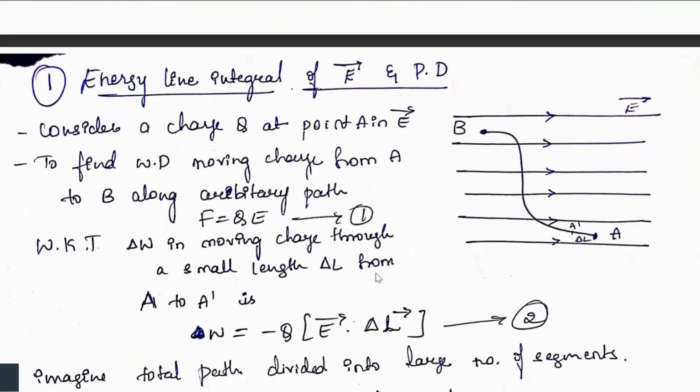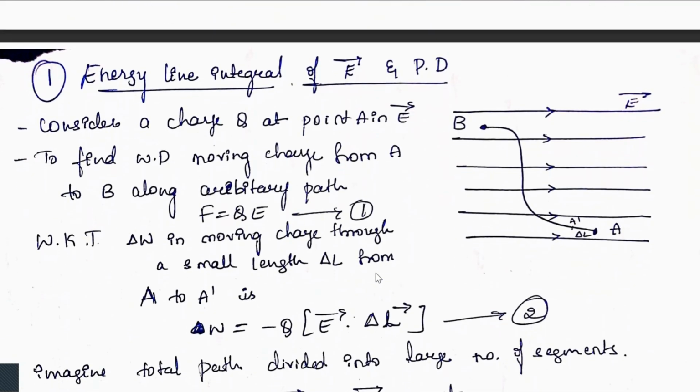Now, the line integral of the electric field and potential difference. This is a very important derivation. Consider a charge Q at a point A in an electric field, to find the work done in moving the charge from A to B along an arbitrary path. First we consider F is equal to Q into E as equation 1. We know that the work done W in moving a charge through a small length dl from A to A dash is W is equal to minus Q of E vector dot dl vector, as we learnt in the previous derivation. That is equation 2.